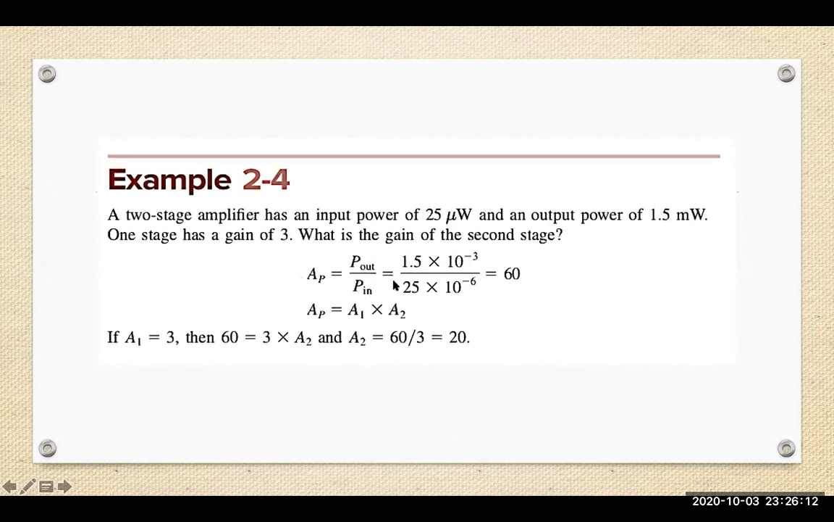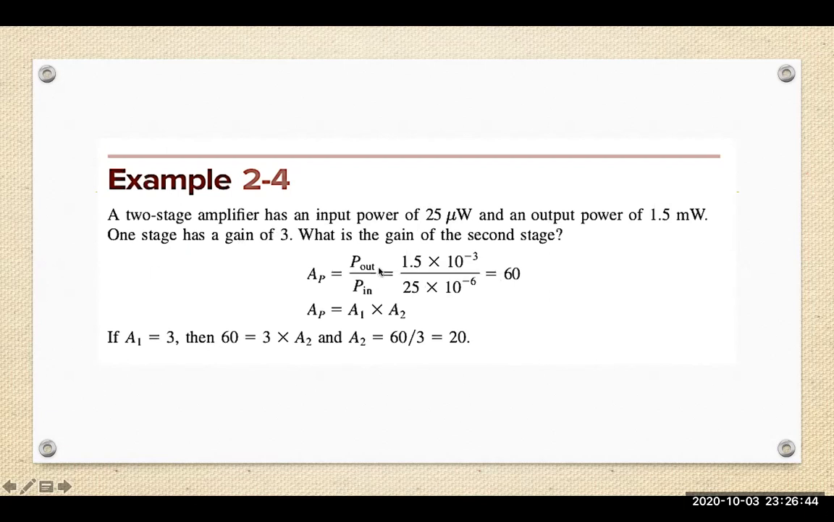Now, the power output is equal to 1.5 milliwatts. That's 1.5 times 10 raised to minus 3 divided by the power input, which is 25 microwatts, or 25 times 10 raised to minus 6. So the power gain is 60. Now we are asked to solve for the gain of the second stage. Now, how do we do that? We are given the gain of the first stage.